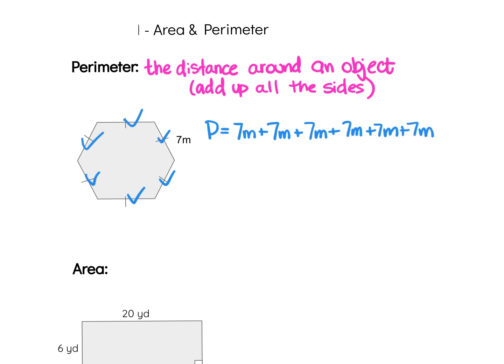So what we have done is we have started at one point of the shape and gone all the way around to where we started. We could also write this as 7 meters times 6 because there are 6 sides. That gives us a perimeter of 42 meters.